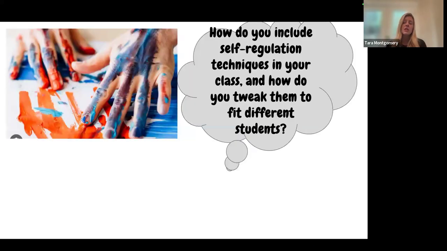Just another quick question, just to keep you thinking how you can incorporate this into your classroom. How do you include self-regulation techniques in your class, and how do you tweak them to fit different students? So we know, like the paradigm shift, we don't have one size fits all. You might have certain students that certain activities, or skills that you're trying to teach them, don't work in a certain way. So you have to tweak it to fit their needs.